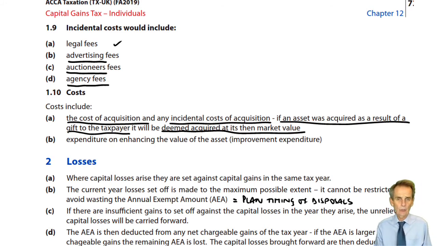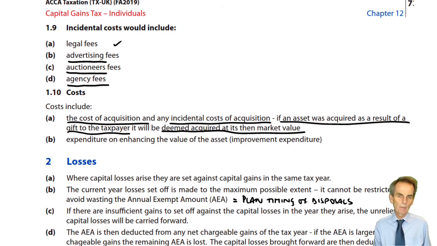Now, often, of course, when an asset is acquired by means of a gift, it was sadly on the death of the taxpayer who had previously owned that asset, in which case you will be given a market value. Well, if you remember the term that we use there and that you must recognise in the exam, a probate value.